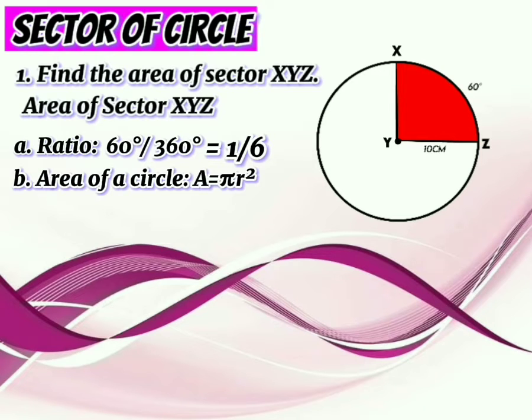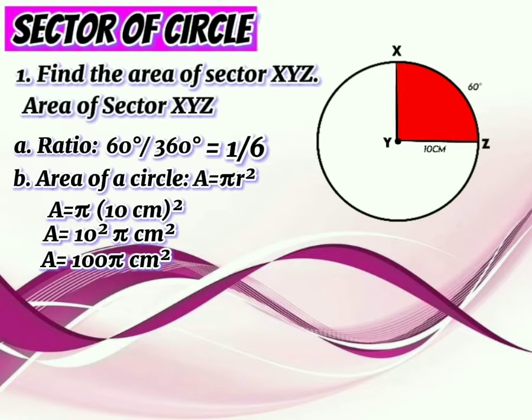Next, we will get the area of the circle. A is equal to pi r squared, where r is the radius. Let's substitute the given. Our radius is 10 cm. Simplify 10 cm squared, that will become 10 squared pi square centimeters. Then 10 squared is 100 pi cm squared. Now, our area of the circle is A equals 100 pi cm squared.